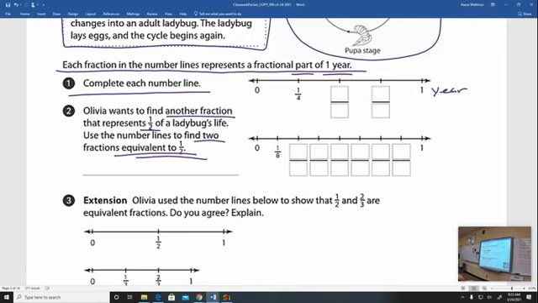You guys are both correct, but that's not what I asked. I asked you how many equivalent fractions you need to find. Here we go, 2. It says right here, use the number lines to find 2 equivalent fractions to 1 half. Read the pages in front of you. You saw it, right? Found it? Good. Did you underline that? Bet you guys didn't.